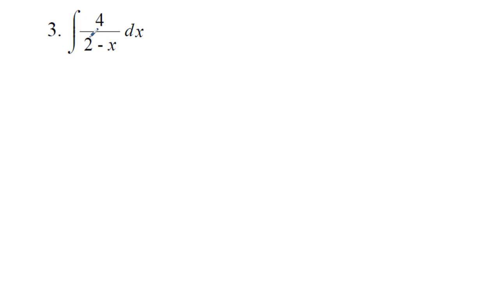Again, similar to problem 2, this is the integral of 4 over 2 minus x. We're going to let u equal 2 minus x. Differentiating, we have du is equal to negative dx. And so therefore dx is going to be equal to negative du. Now we have what we need to replace.